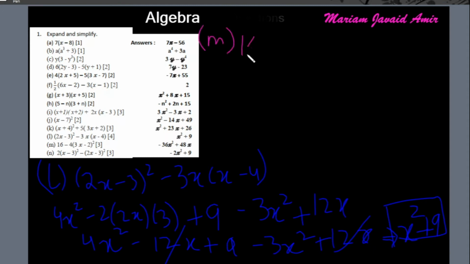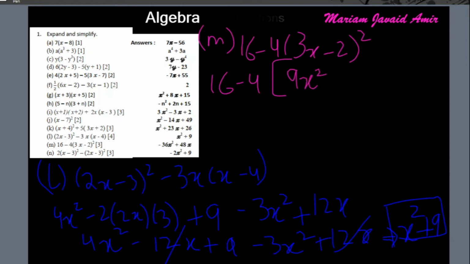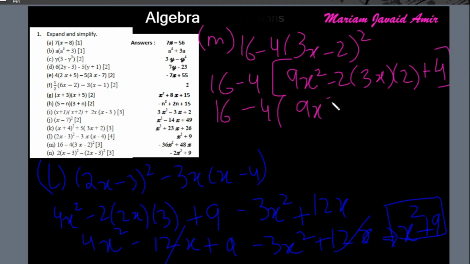Next up is part M, which is 16 minus 4 times (3x minus 2) whole square. So 16 minus 4, open the brackets, a square is 3x square, minus 2 times a times b, plus b square is 4. So this becomes 16. Be reminded that 4 is being multiplied with the bracket. You can't write 16 minus 4 equals 12. That will be wrong. Minus 4 times (9x square minus 12x plus 4).